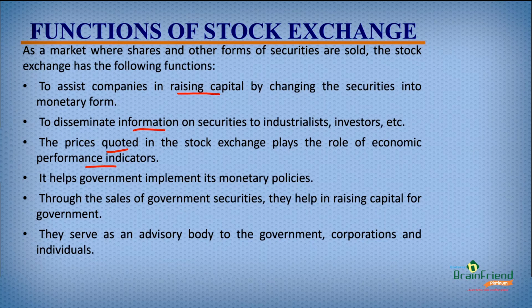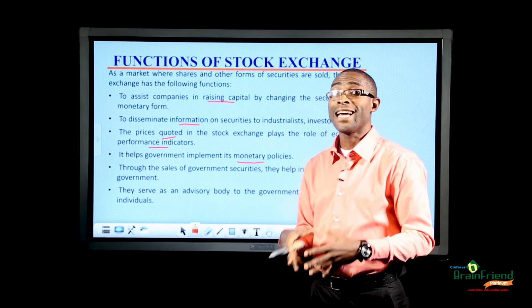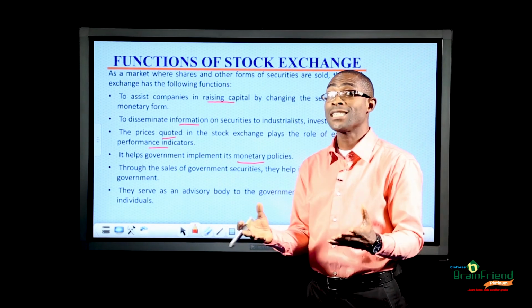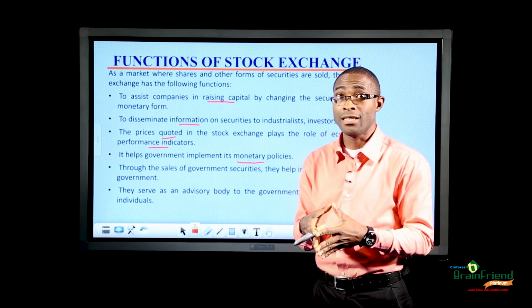The fourth function of the stock exchange market is that it helps government implement its monetary policies. They also serve as advisory body to the government on monetary policies. Furthermore, through the sales of government securities, they help in raising capital for the government. When they sell government bonds to individuals, they are helping the government raise capital to fund these basic amenities.